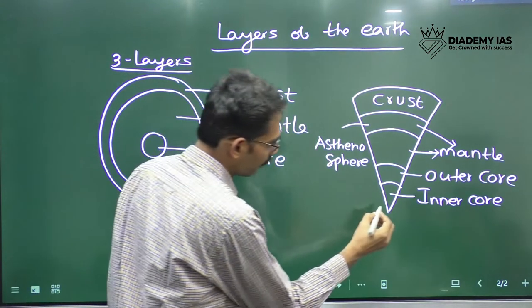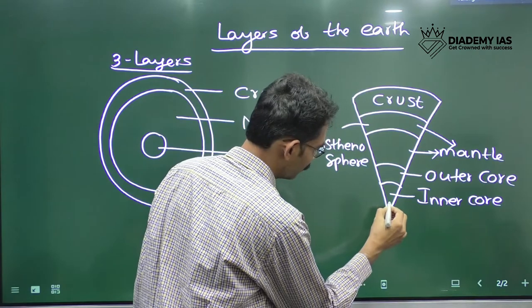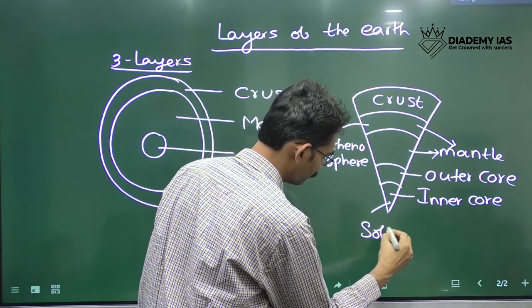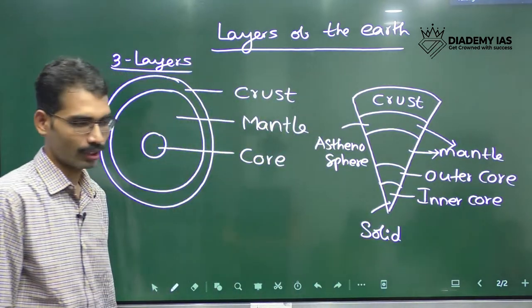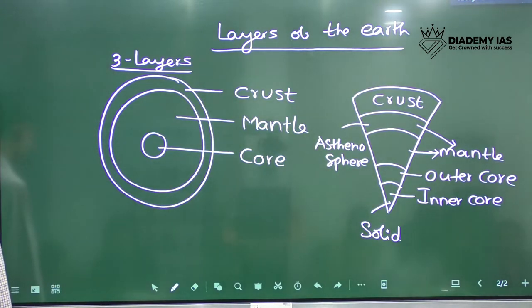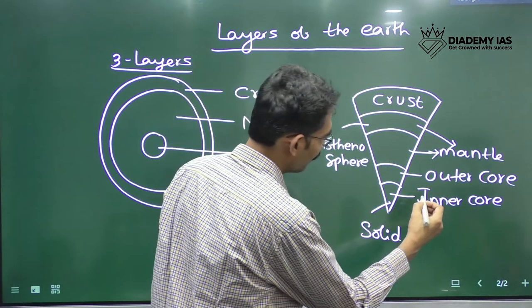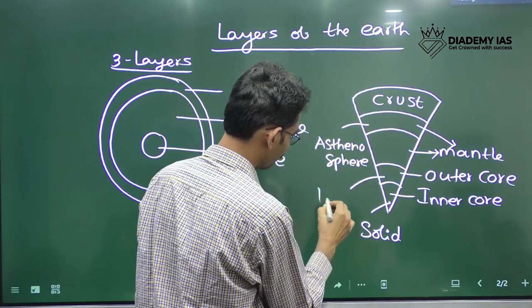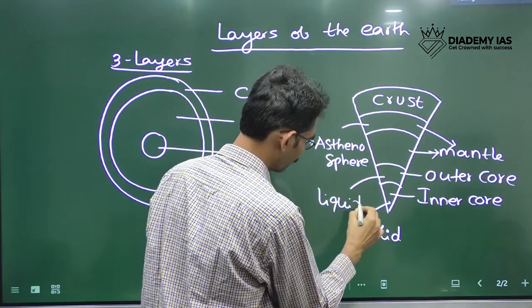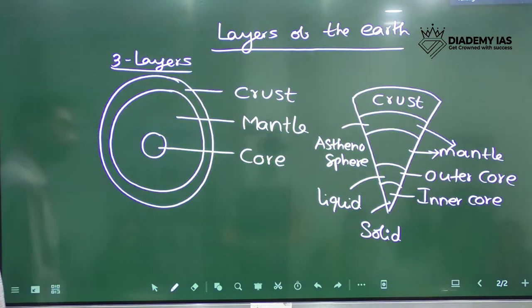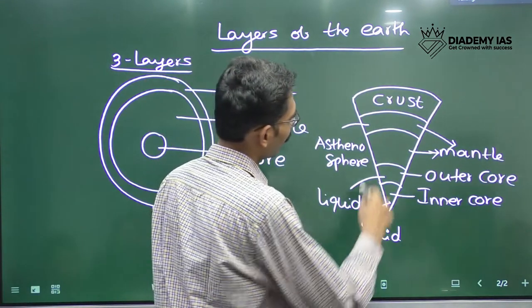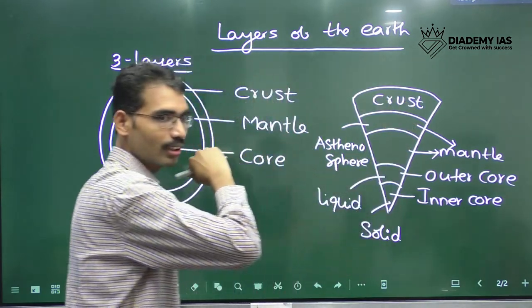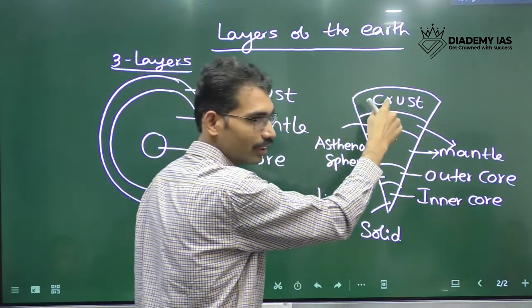Now the inner core part is solid. The innermost is solid. The outer core is in liquid form. Now this crust, solid or liquid? It is solid.